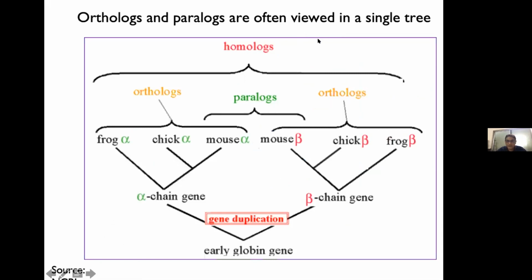So, often in a single tree, for example, these are homologs. You can see here the orthologs: the frog alpha globin, chicken alpha globin, and mouse alpha globin. We call them orthologs. And for example, this mouse alpha globin and the mouse beta globin are also homologs, but they're both found in the same organism, the mouse. So they're parallel to each other.